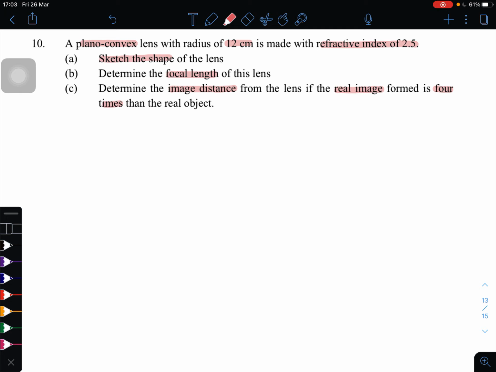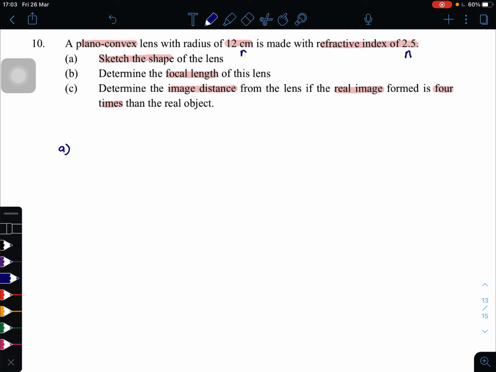real object. Okay, so now we have radius here and then we have value of n. So this one is n, this one is the radius. Okay, first kita kena sketch the shape of the lens. Okay, so planar convex, you need to always remember this one. Planar ni maksudnya satu plan and then sebelah lagi dia akan jadi convex, dia akan jadi curving outwards.